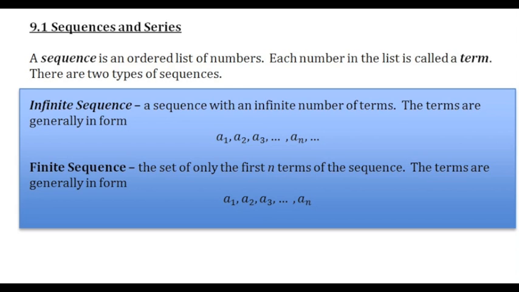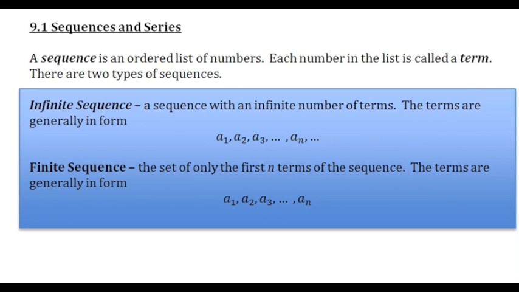Like I said, we have infinite sequence, and infinite means, of course, it goes on forever, never ends, and that's what you can see here, that it shows a sub 1, a sub 2, a sub 3, just meaning the first term, the second term, the third term, goes all the way to the nth term, and it keeps on going forever. But the finite stops at some point. Okay, it's only the set of the first n terms of the sequence, meaning a1, a2, a3, all the way up to a sub whatever it is. Like if I was trying to find the first 10 terms, that'd be a sub 10.